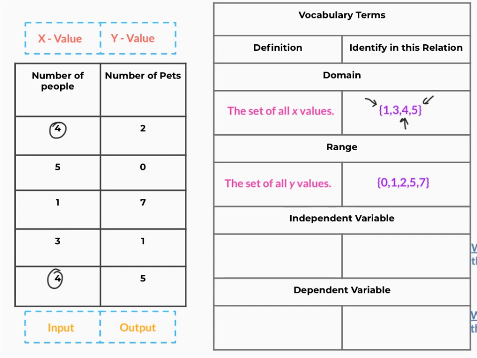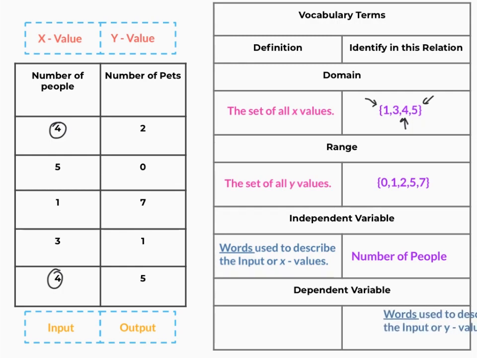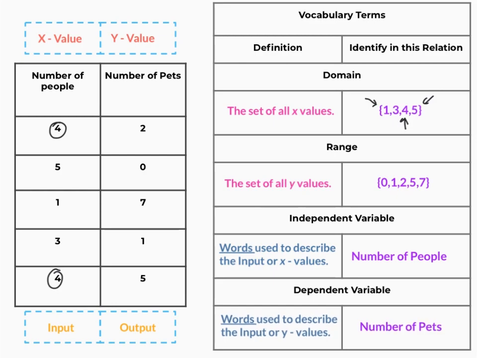When we talk about the independent variable, it is going to be the words used to describe the input or the x value. And in this case, our x value talks about the number of people. So our independent variable is the number of people. The dependent variable is again words that are used to describe the y value. So in this case, the words to describe the y value are the number of pets. So domain and range deal with the numbers. Independent and dependent variables deal with the words. Now let's take a look at another example.